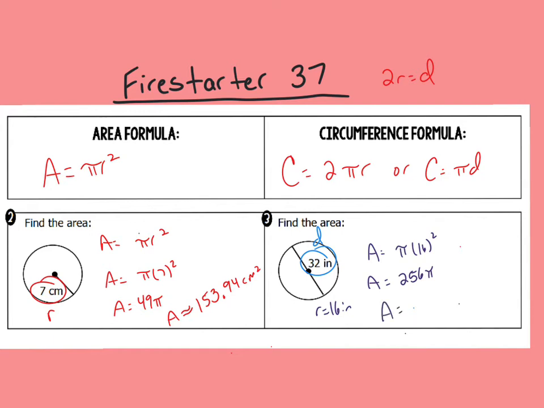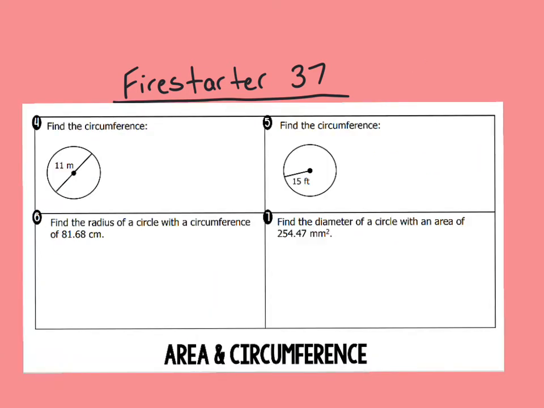I'm going to end up with 804.25. Now remember, it is square inches because we're talking about area. So pretty easy. Much easier than that last page we just did. More easy stuff. Find the circumference.